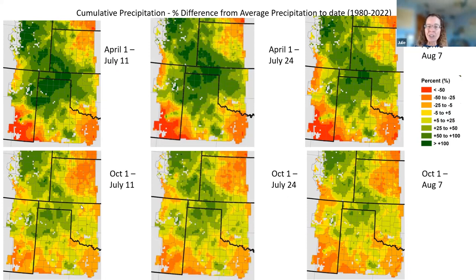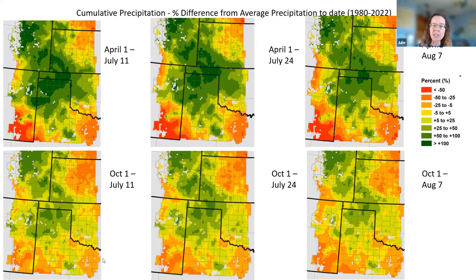There's a lot less of the darker green colors in the bottom set of maps because that deficit between October 1st and April 1st was so large compared to the long-term average. The rains since April 1st, on the other hand, have been so much more than the 1980 to 2022 average that they've made up for that fall, winter, and early spring shortfall.